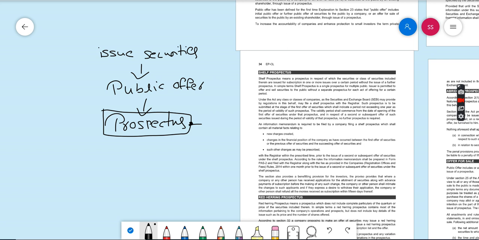So the prospectus we can classify mainly into two types, or three types. Yeah, so we can say it can be classified into three types. One is shelf prospectus.